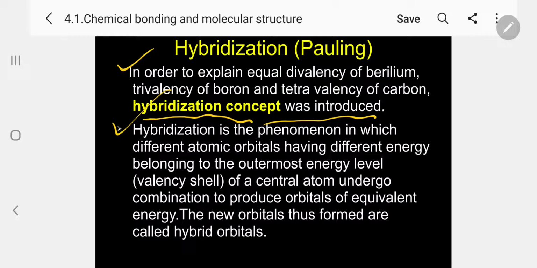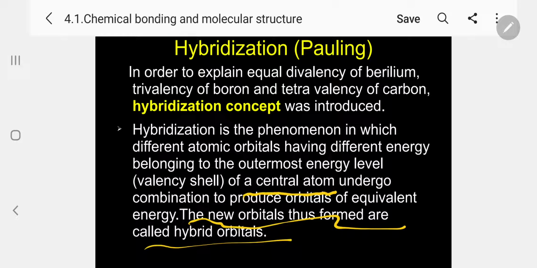What is hybridization? It is a phenomenon in which different atomic orbitals having different energy, belonging to the outermost energy level, only the valence shell of the central atom, undergo combination to produce orbitals of equivalent energy. The new orbitals thus formed are called hybrid orbitals. This is the most important point. Let me repeat: only the valence shell of the central atom undergoes combination to produce orbitals of equivalent energy.